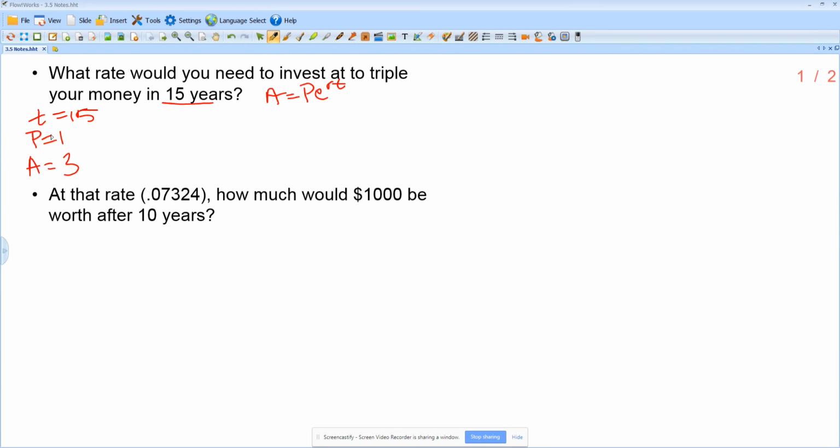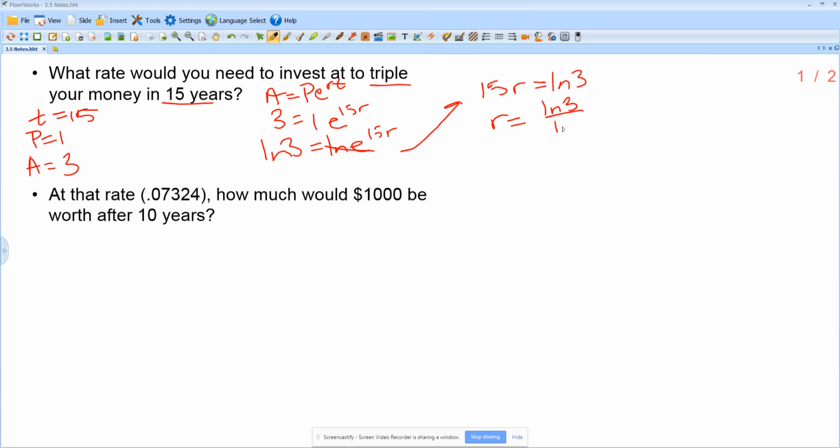It doesn't matter what number you used for P, because you're going to have the same ratio. In order to be calling it triple, you would need to have the same ratio of A to P. So 3 equals 1e to the 15r, or just 3 equals e to the 15r. In order to solve this, we need to get rid of e, so we introduce natural log. We get 15r equals natural log 3, so r equals natural log 3 over 15.